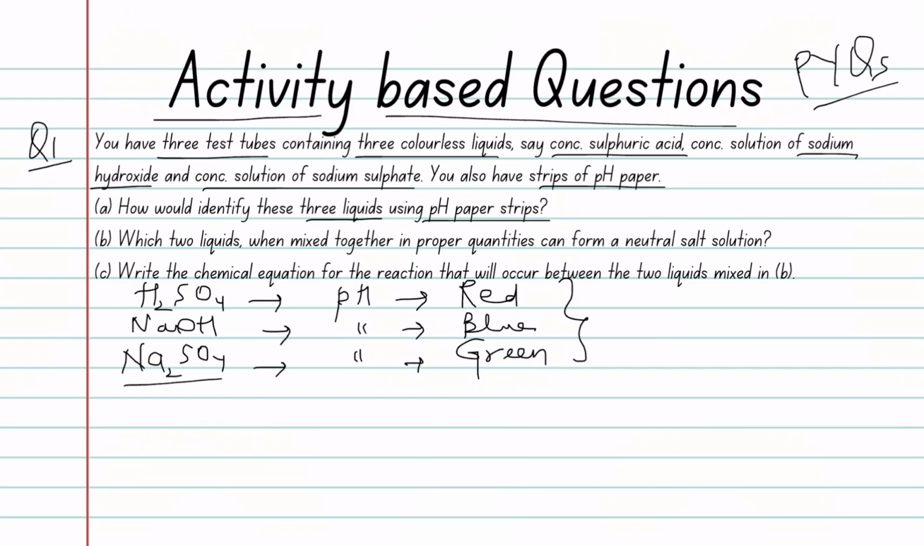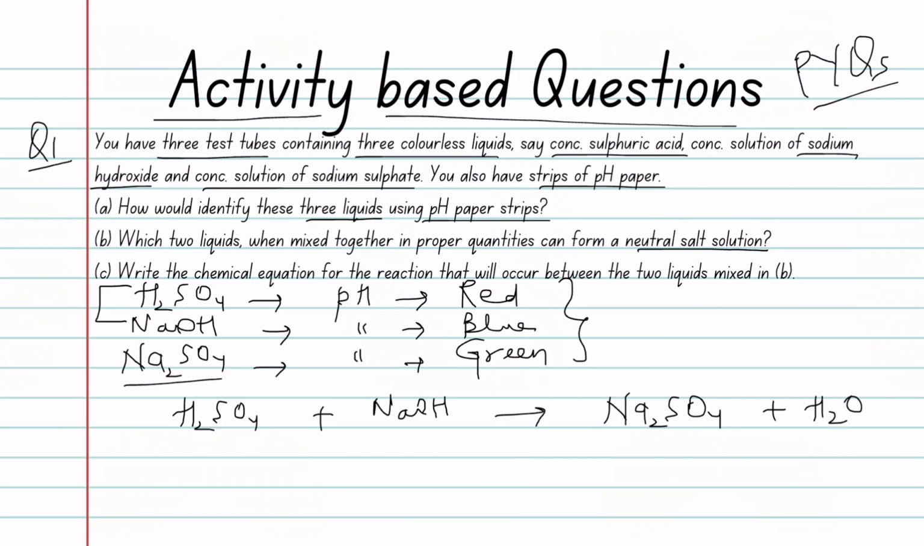Which 2 solutions when mixed together in proper quantities can form neutral salt solution? These 2, H2SO4 and NaOH, when they combine in proper quantity, they will form a neutral salt solution, which is Na2SO4. Write the chemical equation for the reaction that will occur between the 2 liquids. Okay. So you have H2SO4 and NaOH, and it gives you sodium sulfate and water. Right? This is the neutralization reaction.